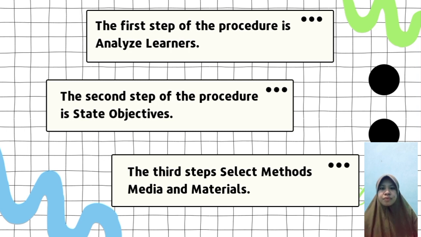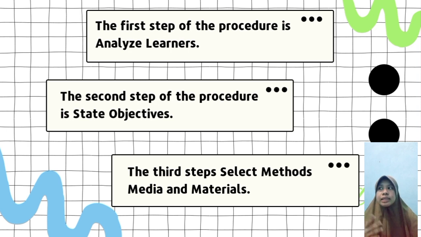So the first step of the procedure is analyze learners. Here, with the learners at the center of the instruction process, the initial consideration is to get a clear picture of the learners' learning styles, age level, interest or preference, background, special needs and cultural diversity.